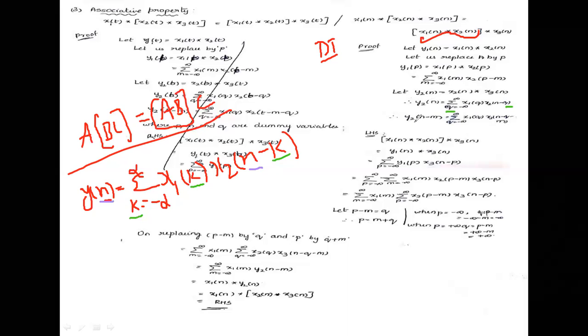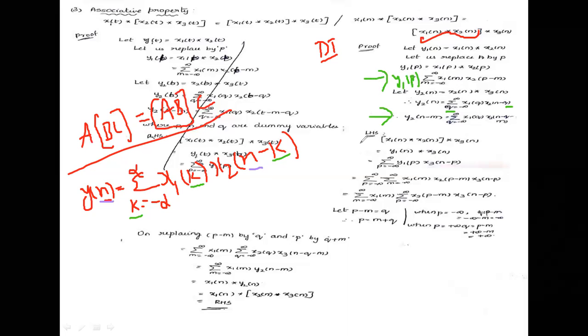Now for y2, I'm subtracting the m from the n, y2 of n minus m. The sum of q equal to minus infinity to infinity x1 of q, x2 of n minus q minus m. Put it as two functions: y1 of p as one function and y2 of n minus m.